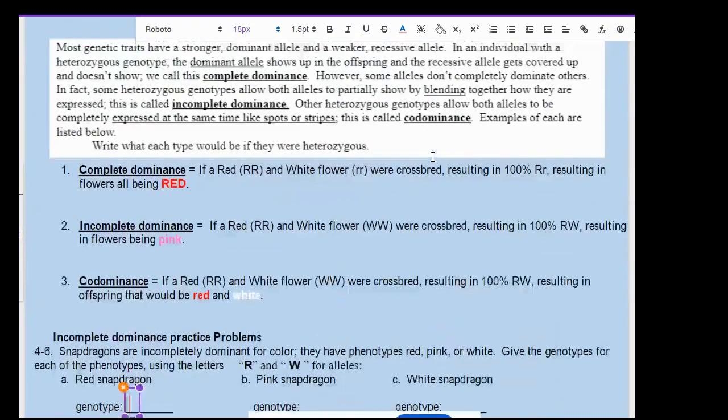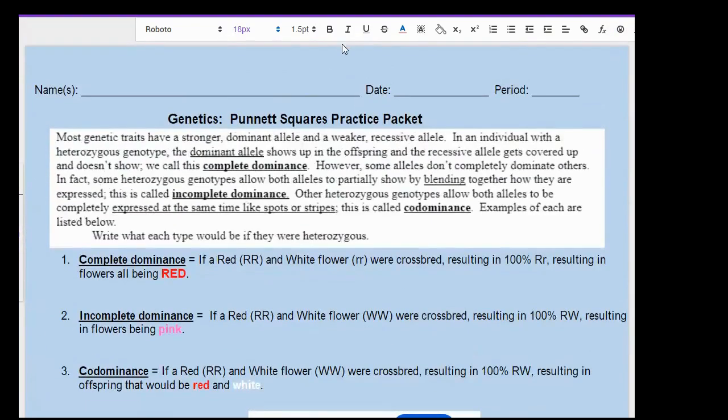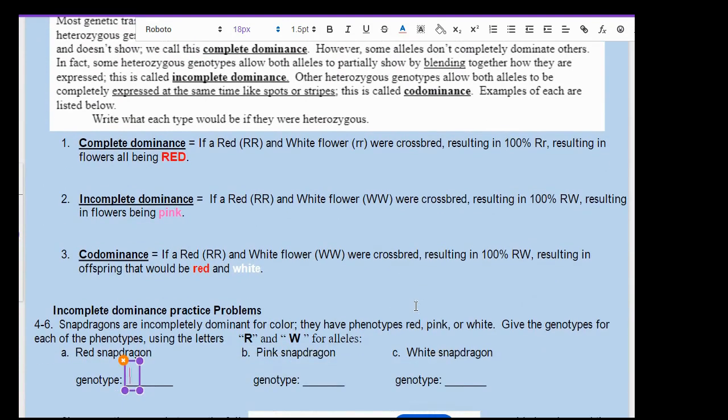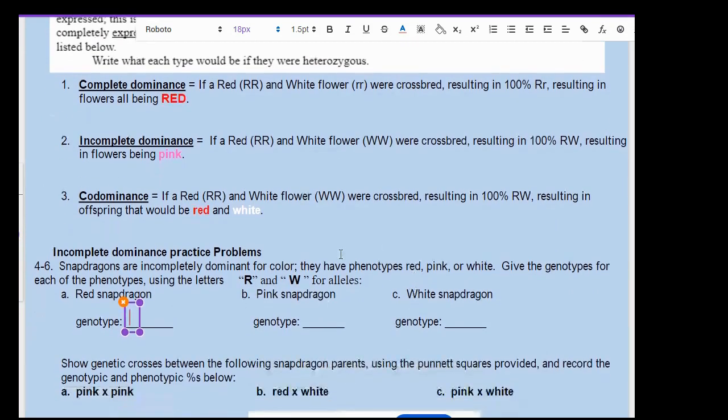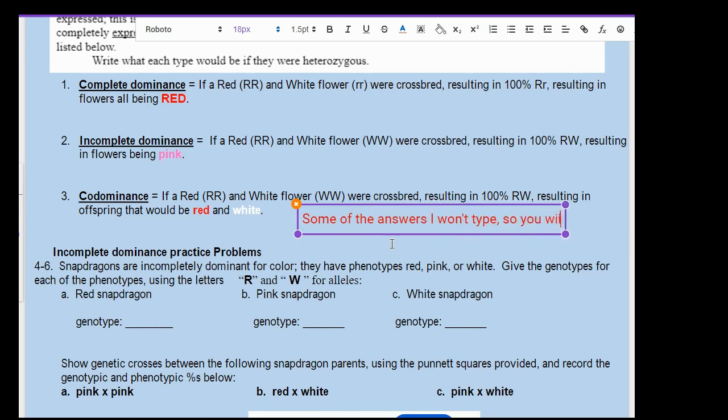All right, so those of you out there that need help with these Punnett squares, incomplete dominance, codominance, and also blood types, multiple allelic codominance. Some of these answers I am not going to type. I'm going to say them, so you're actually going to have to listen to me. I'm going to type it just in case you're not listening, but some of the answers I won't type, so you will have to listen.